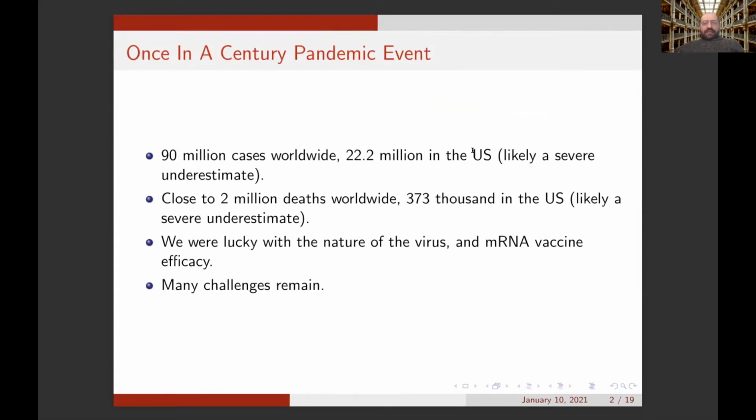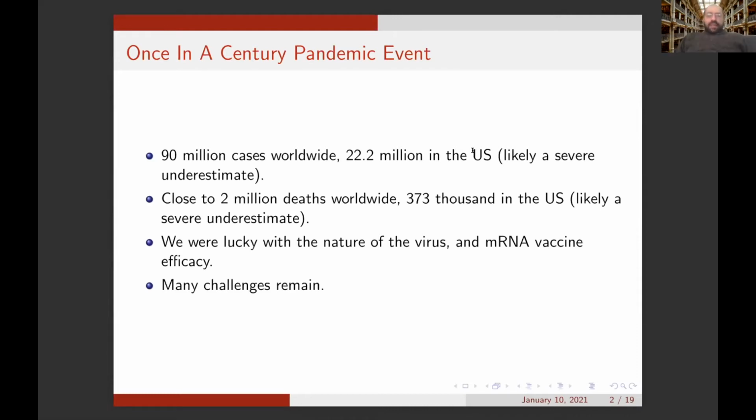Well, COVID needs no introductions. We all know this. There are 90 million cases worldwide as of yesterday when I looked this up, 22 and a bit in the US. I actually think this is a severe underestimate, because I think we never really got on top of testing, either in the US or in the world at large, especially in the third world. There have been close to 2 million deaths worldwide, of which 373,000 were in the US. Again, this is already probably out of date. And again, I think this is likely a severe underestimate, because there is indirect evidence from all the excess deaths that it's probably a lot higher than that.